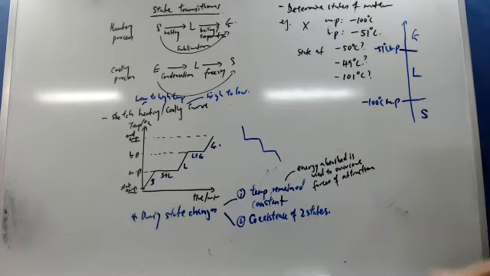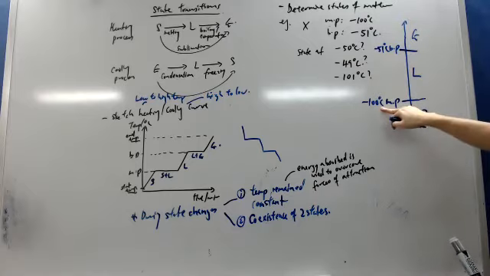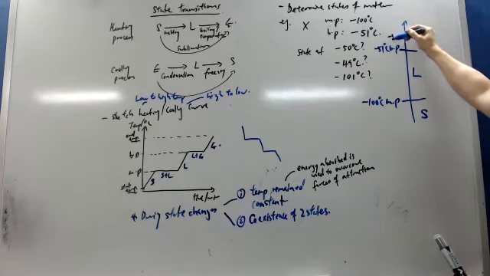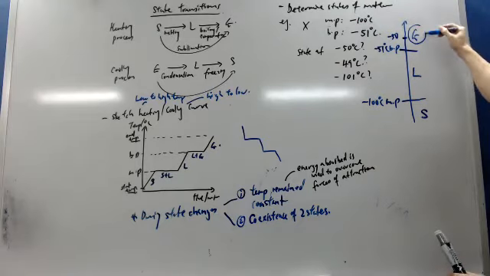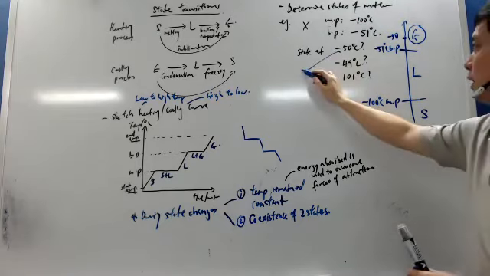So now they ask you what's the state at -50. Then you see where is -50. -51 is here, -100 is here. Of course, -50 is above, right? So -50 is here. So it's what? Gaseous state. So this is gas.